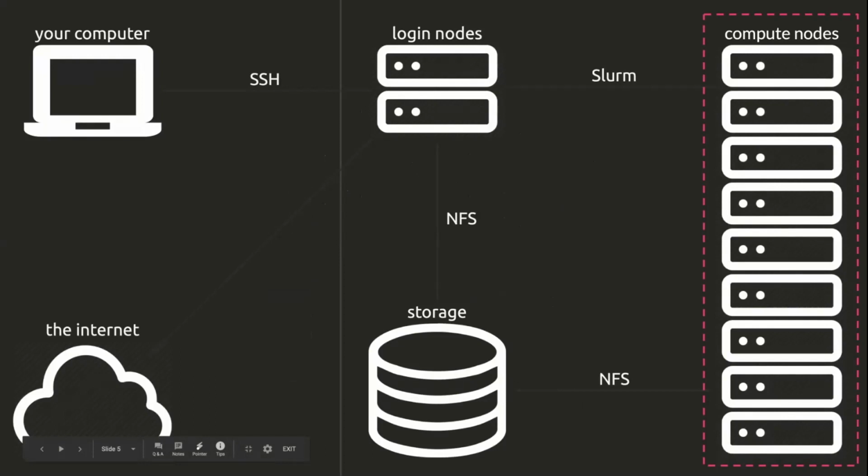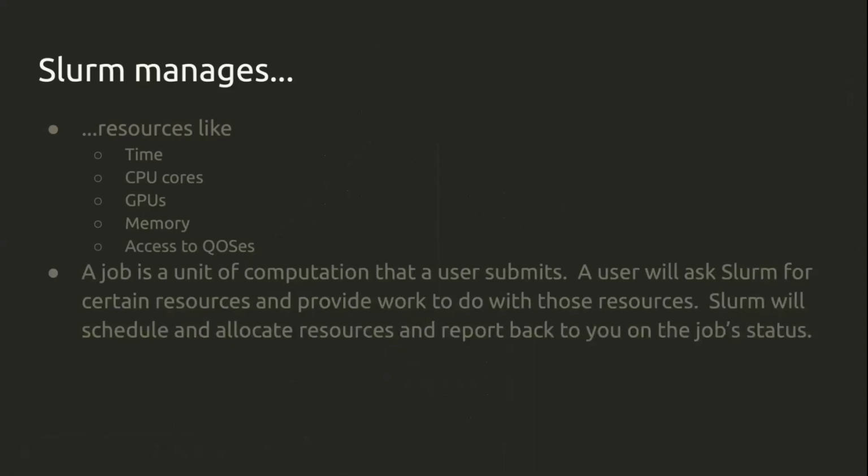And Slurm will manage the time that's allocated on our compute nodes, the amount of CPU cores on our compute nodes that you have access to, the amount of GPUs that it will reserve for you, the amount of memory it'll allocate for you, and also it will manage access to certain QoSs. It stands for quality of service. Different QoSs reflect different ways we keep track of jobs and different ways they can be submitted.